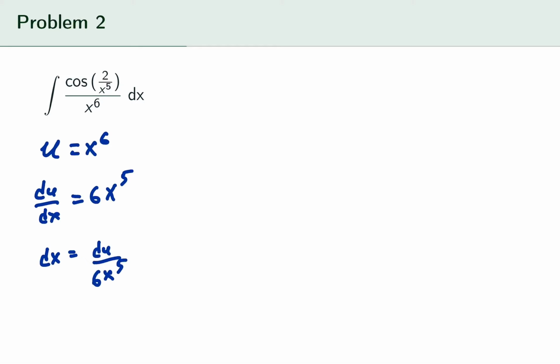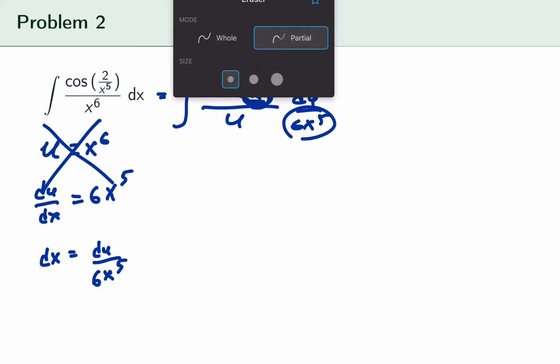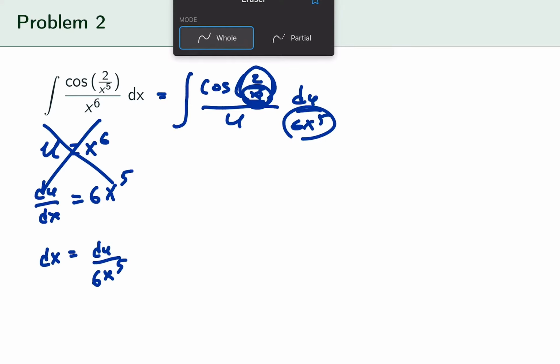So here, actually, if we plug this in, we'll see that it will not work out. So we'll see what will happen. With u equal to x to the 6th, dx is du over 6x to the 5th. So there's nothing we can do to simplify this one right here. We cannot just cancel these out because this argument is inside of cosine. So that means this u did not work out. So we have to do something else. We have to try a different u.